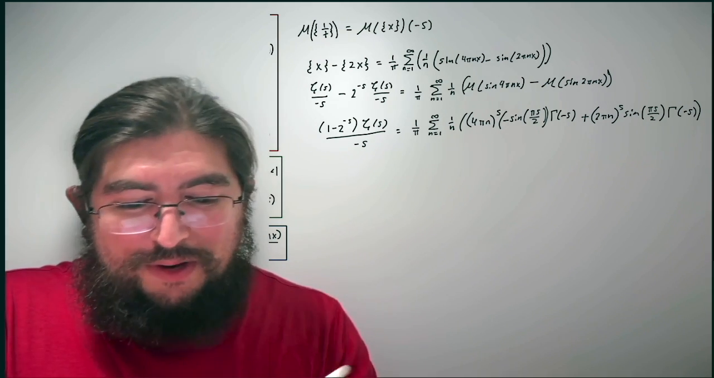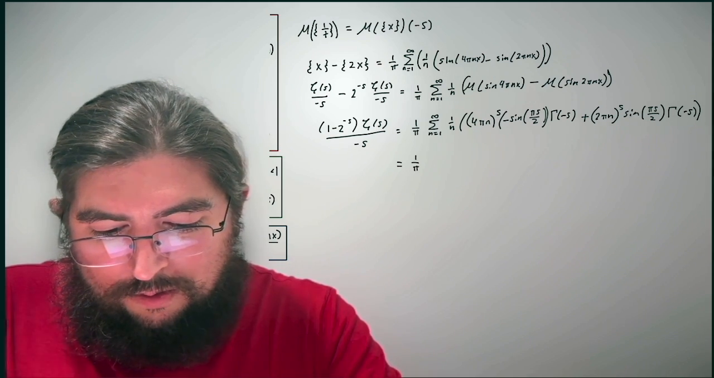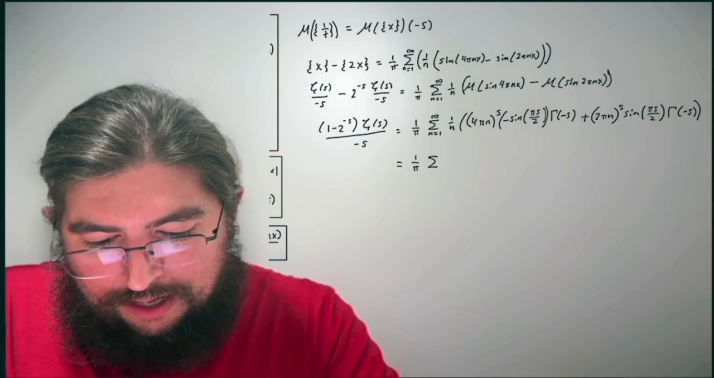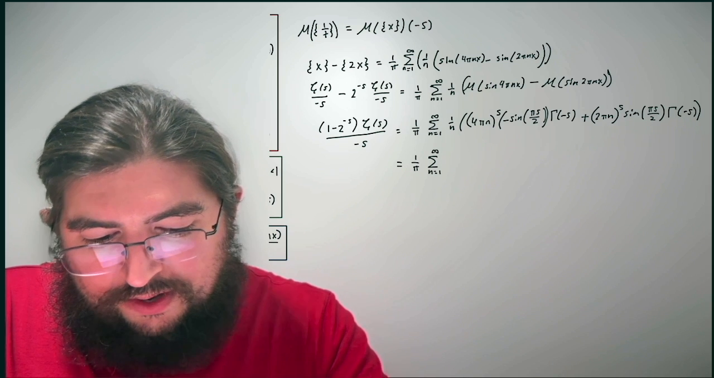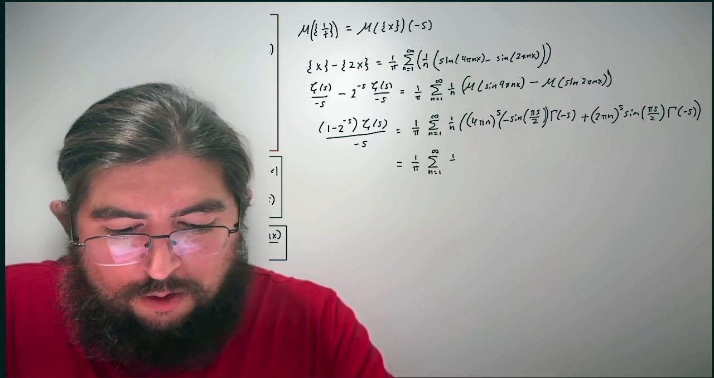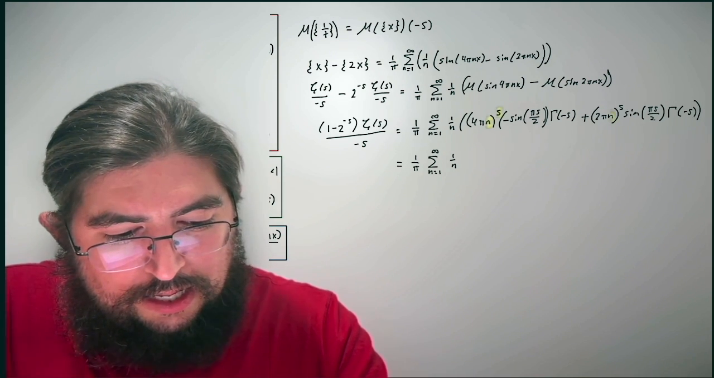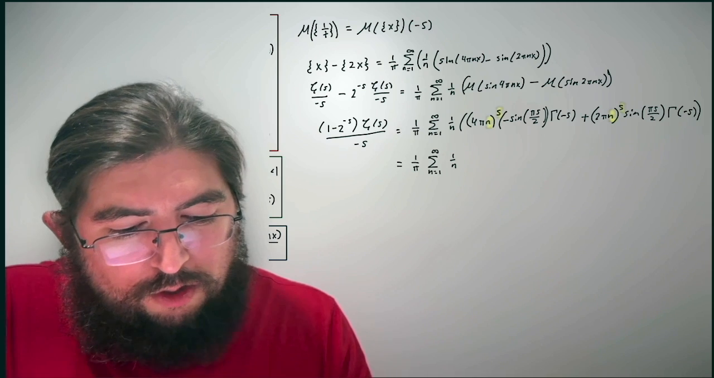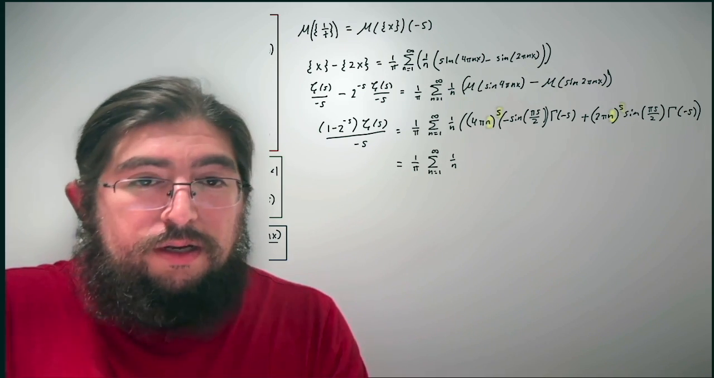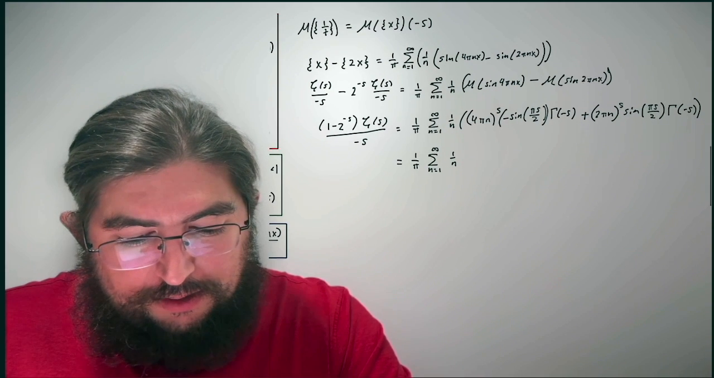So let's see if we can manage that. So we have 1 over pi, the sum from n equals 1 to infinity of. If you take a look here where n is, we have 1 over n. We also have n to the s, n to the s. Those are the only places where n comes out on this second part. So we can pull the n to the s out.